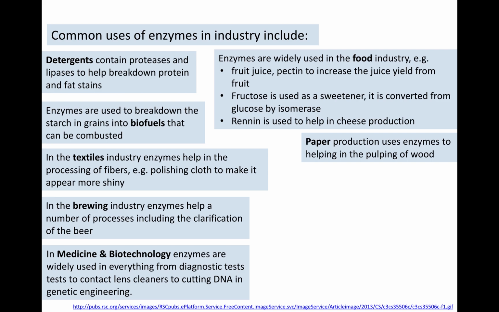In the brewing industry, so for making beer, enzymes can help a number of processes, including clarification of the beer. In medicine and biotechnology, enzymes are widely used in everything from diagnostic tests to contact lens cleaners and to cutting DNA in genetic engineering. In the food industry, it can be used with making fruit juices. Pectinase is used to increase the juice yield from the fruit. Fructose is used as a sweetener, and can be converted from glucose by isomerase, and rennin is used in cheese production. There's also enzyme used in paper production for creating paper from the pulp of wood.